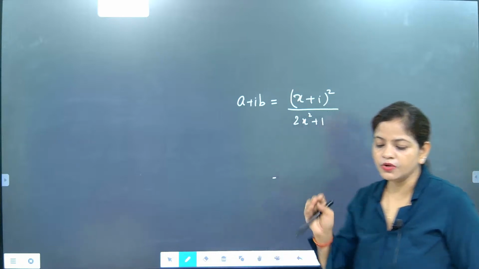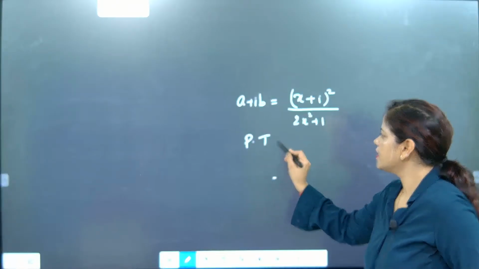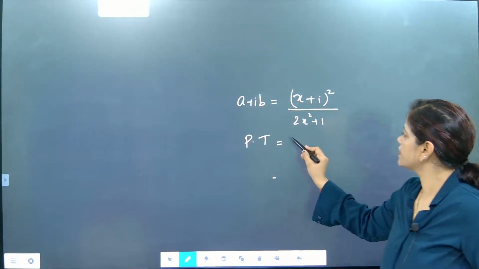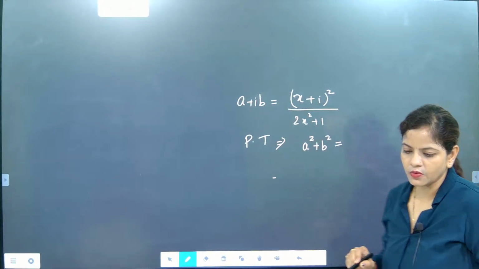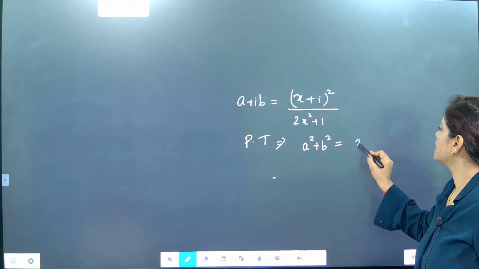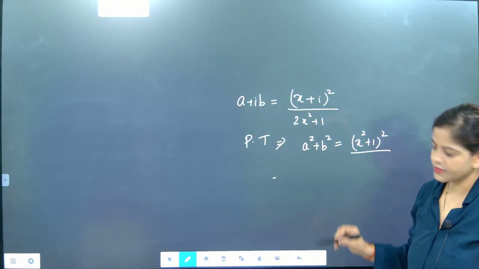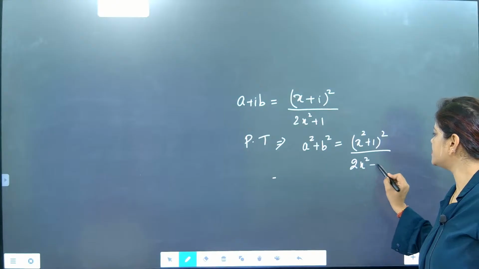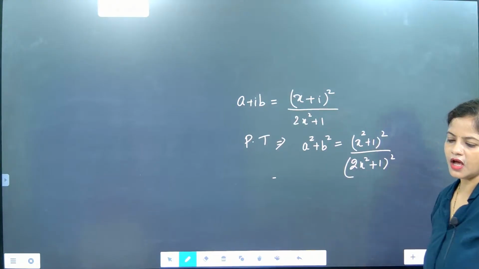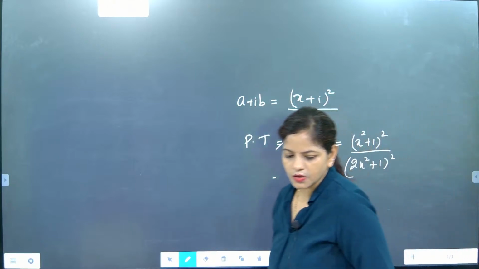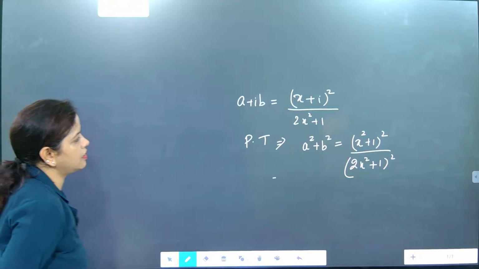Now here you need to prove. I'm giving you a proof question. Prove that a square plus b square equal to x square plus 1 whole square by 2x square plus 1 whole square. Come on, go for it. How to solve this question? Try this question out, please. You need to prove here, but the question is a little different also.